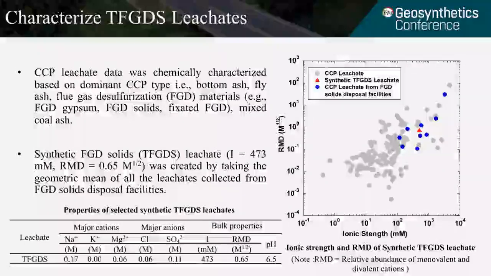The leachate recipe is shown in the table. The ionic strength of this leachate is about 473 millimolar, and RMD is about 0.65. The major monovalent cation in this study is sodium, and the major divalent cation is magnesium. And you can see the major anions include both chloride and sulfate. The pH is set at 6.5, which is close to neutral.